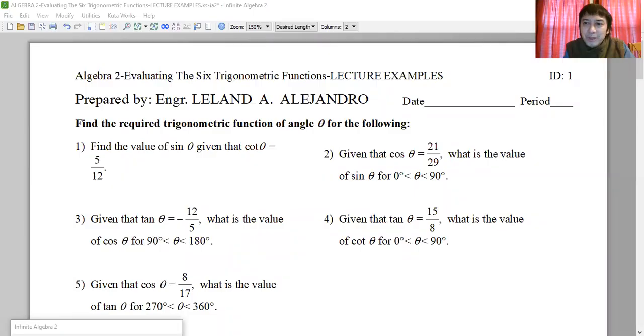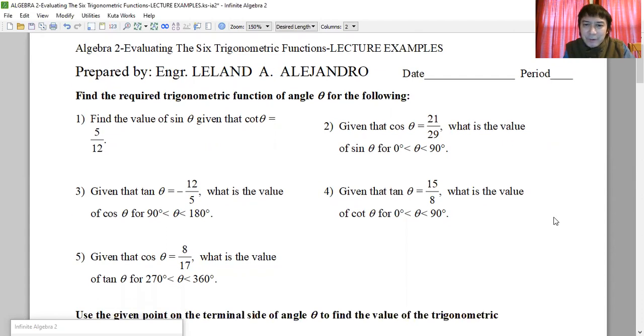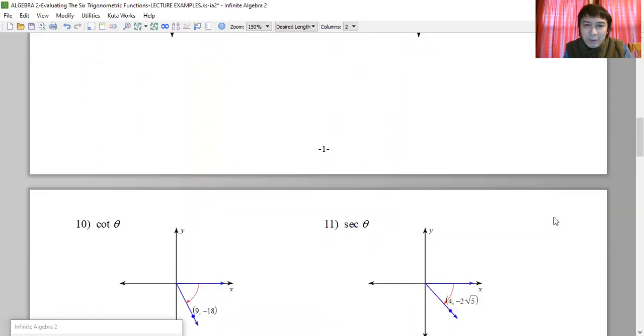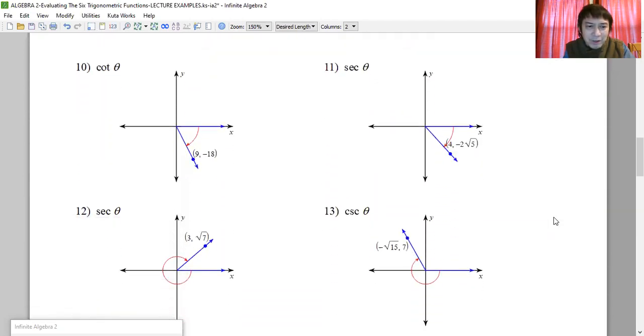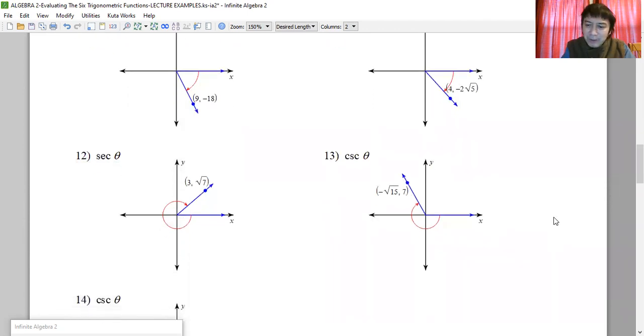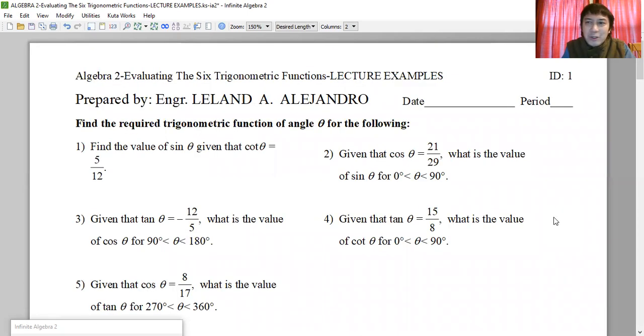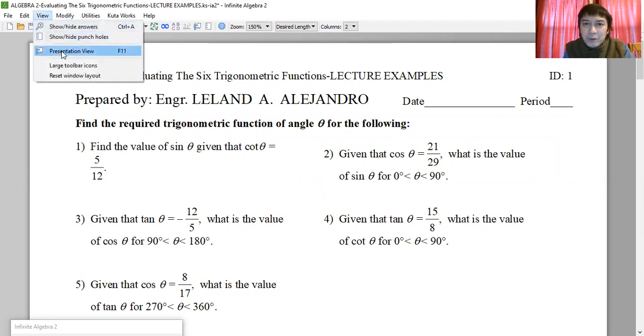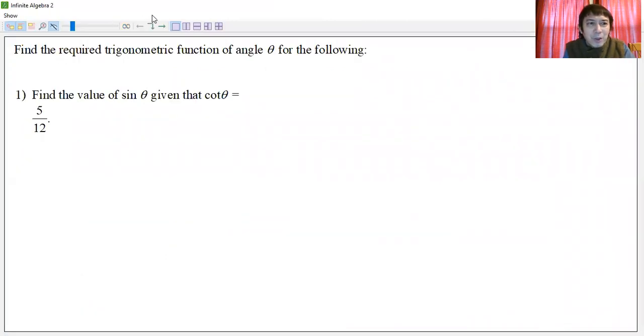Okay, so this will be our worksheet, and we shall have about how many numbers? We shall have about 14. Yes, 14. All right, so let us start from the first one. We shall solve it using the presentation view. Okay, this is number 1. Find the required trigonometric function of angle theta for the following.